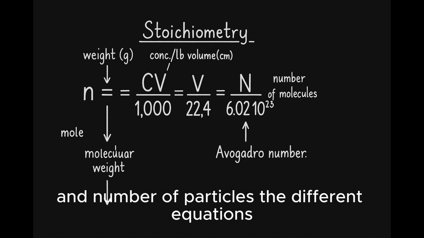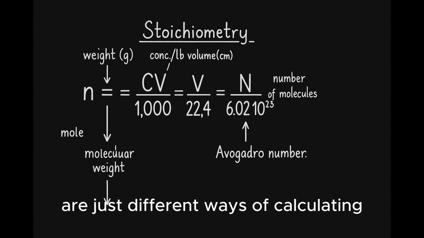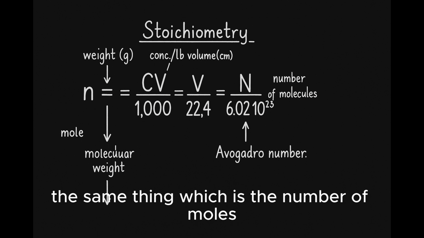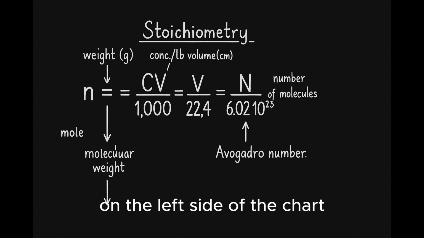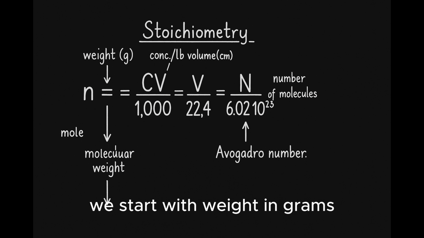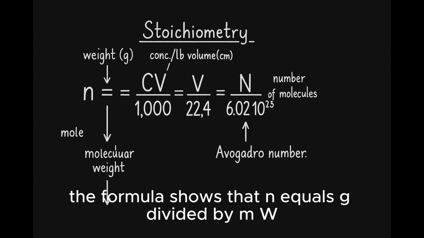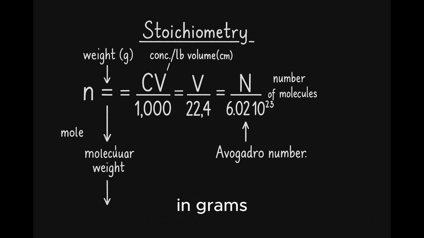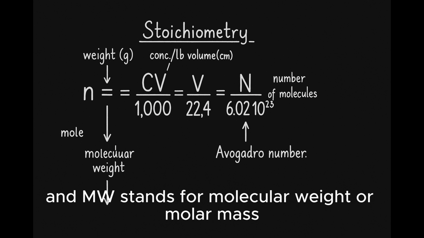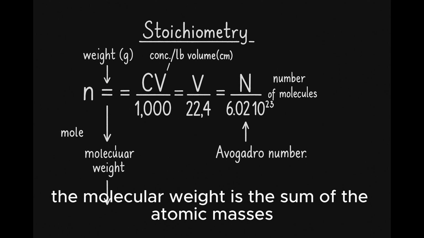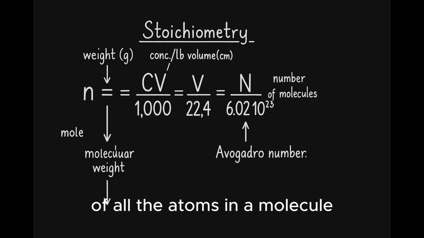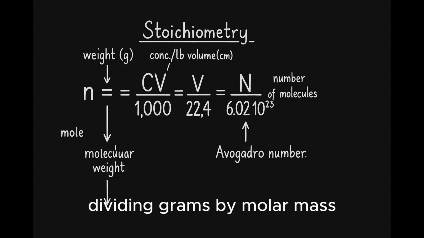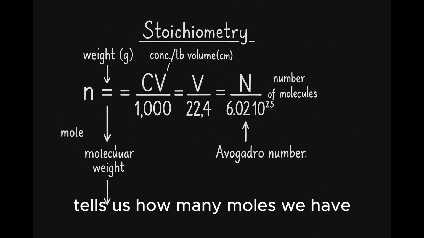The different equations shown in the image are just different ways of calculating the same thing, which is the number of moles. On the left side of the chart, we start with weight in grams. The formula shows that N equals G divided by mW. Here, G stands for the actual weight of the substance in grams, and mW stands for molecular weight or molar mass. The molecular weight is the sum of the atomic masses of all the atoms in a molecule. Dividing grams by molar mass tells us how many moles we have.